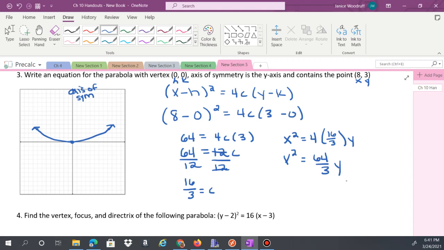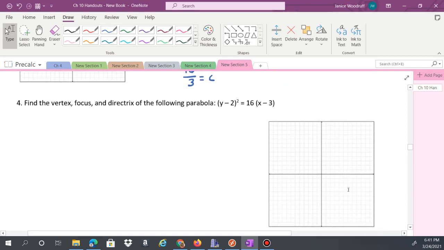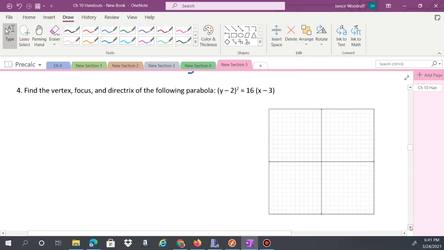Okay, and then we have one more parabola and then a circle. Hopefully we can finish on time. Okay, so find the vertex, focus, and directrix of the following parabola. So is this sideways or up and down? Sideways. You got y squared. This is sideways.